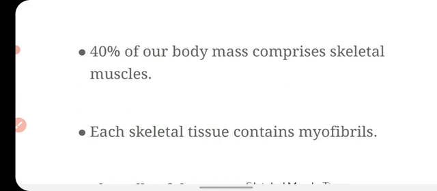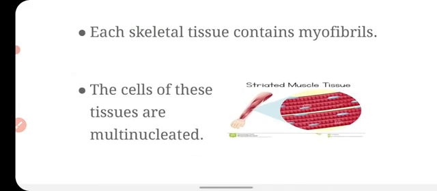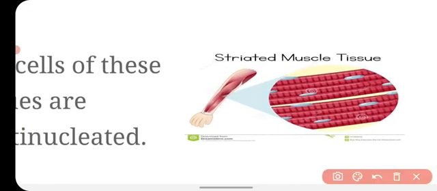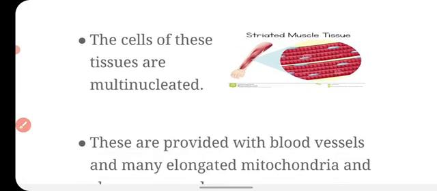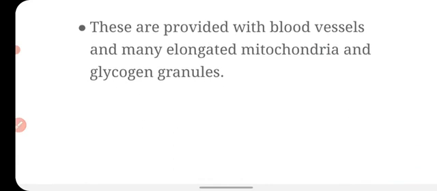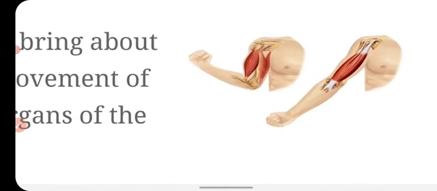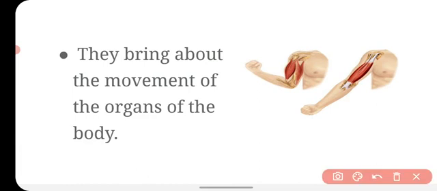40% of our body mass comprises skeletal muscles. Each skeletal tissue contains myofibrils, and the cells of these tissues are multinucleated. They have more than one nucleus in each cell, so they are multinucleated. These are provided with blood vessels and many elongated mitochondria and glycogen granules, and bring about the movement of the organs of the body. Because they are attached to our bones, by the contraction of these muscles we can move our body parts.